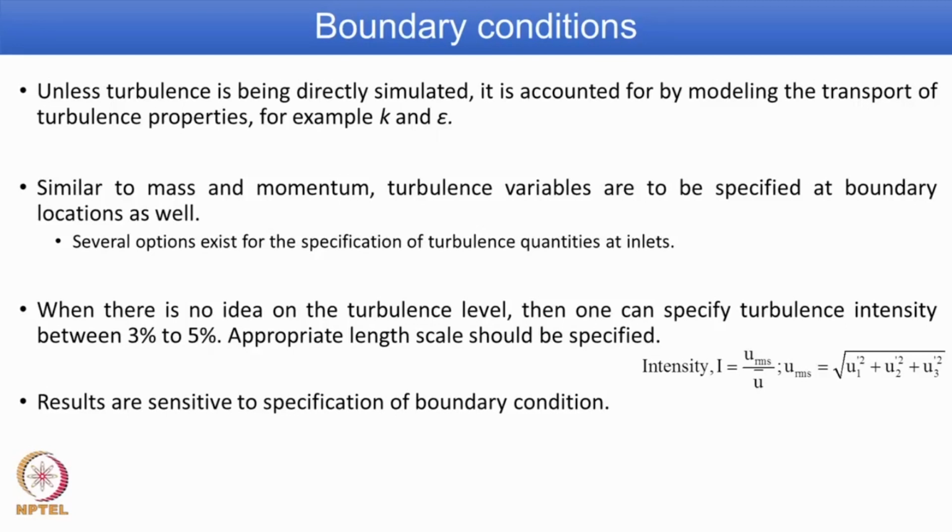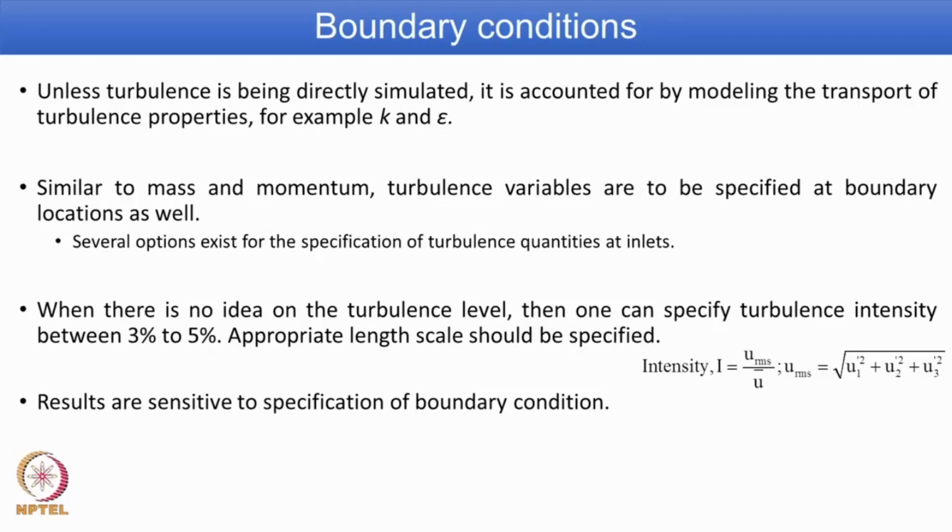Just like we have boundary conditions for the primary variables u, v, w and pressure, the turbulence equations k and epsilon also require boundary conditions, and several options exist for specification of turbulent quantities, mostly at the inlet, and we follow a similar expression at other locations.